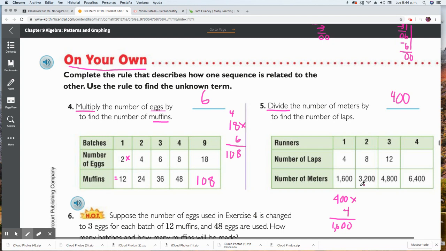So when you divide 3,200 by 400, you're going to get 8. Then when you divide the next number by 400, you're going to end up with 12 as your quotient. And we need to divide now 6,400 divided by 400.